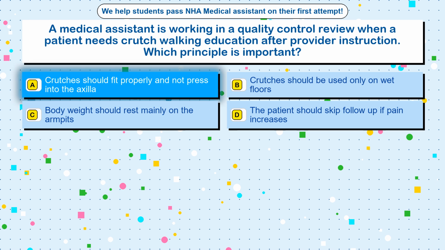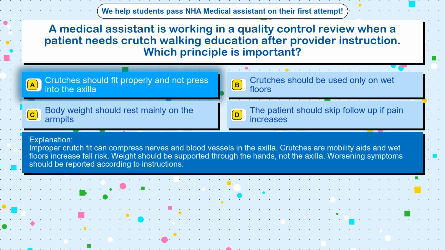The correct answer is option A. Crutches should fit properly and not press into the axilla. Improper crutch fit can compress nerves and blood vessels in the axilla. Crutches are mobility aids and wet floors increase fall risk.